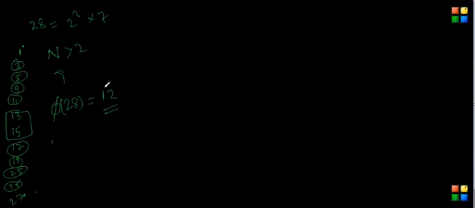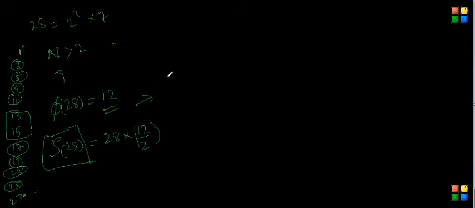So how many pairs do we have? We have 6 pairs. So what could have been the sum of all the coprimes? Let me denote it by s. So s of 28, the sum of all the coprimes less than 28, would be the number itself, 28, into the total number of pairs, which is 12 by 2. So the total number of pairs is 6. This is the sum of all the coprimes less than 28.